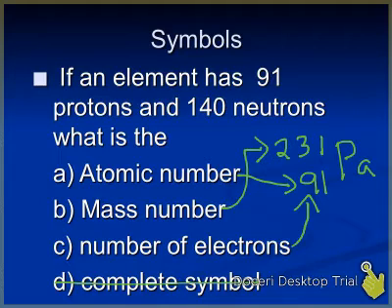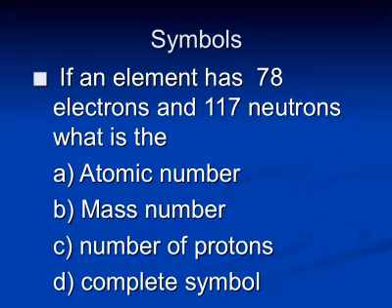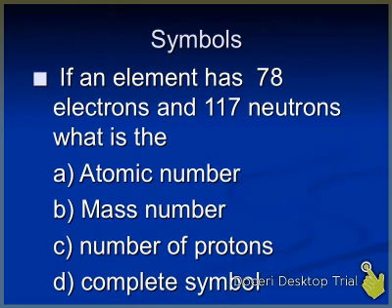Are we getting the hang of this? Okay, I think there's one more example that we're going to do. Okay, this one says an element has 78 electrons and 117 neutrons. What is the blah, blah, blah. So, 78 electrons. Is that telling me any information I can use on my symbol? No. But if we have 78 electrons, how many protons do we have? We have 78, right? If we have 78 electrons, we probably have 78 protons.